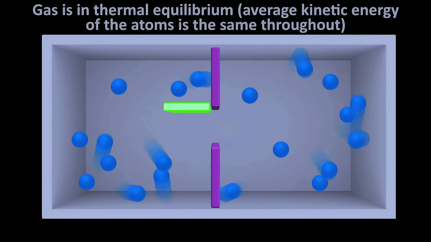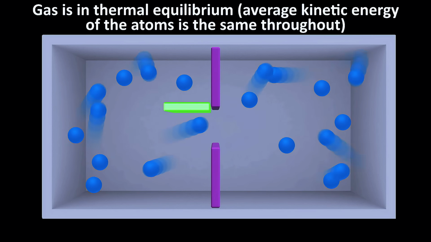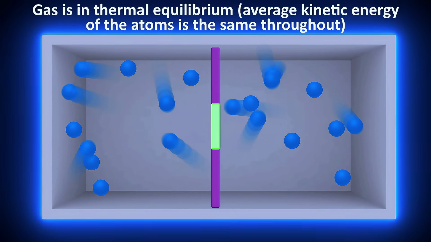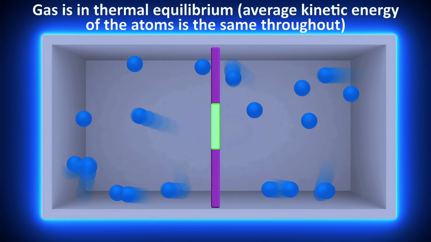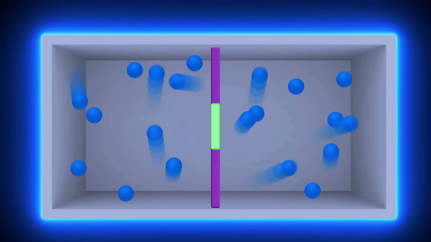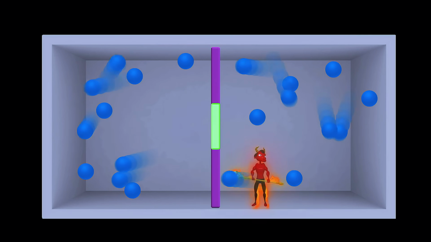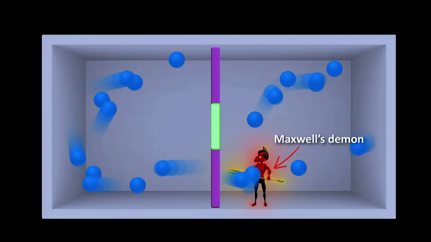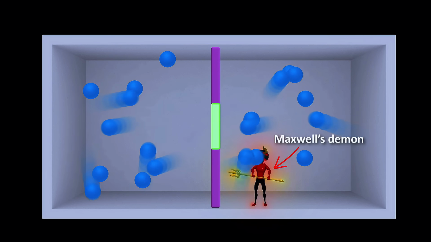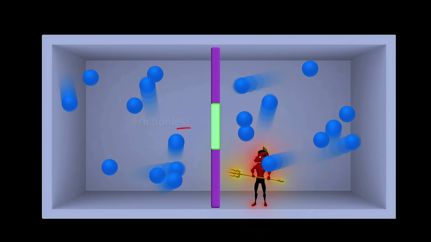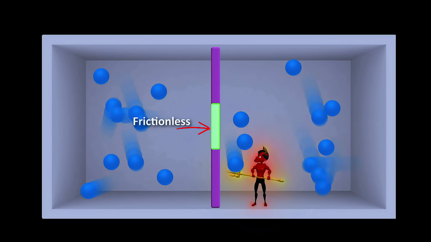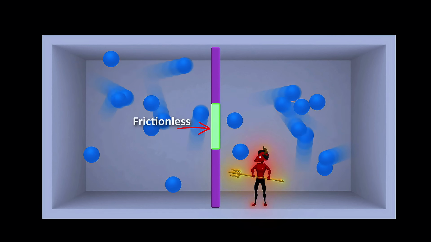The two halves are in thermal equilibrium. And if the box is completely isolated from its surroundings, this represents a state of maximum entropy of the gas. Maxwell proposed a tiny, intelligent entity, better known by the creative name of Maxwell's demon, which was able to sort fast-moving and slow-moving gas molecules through an imaginary frictionless door without expending any energy.